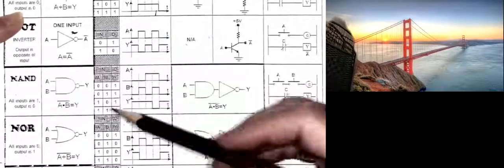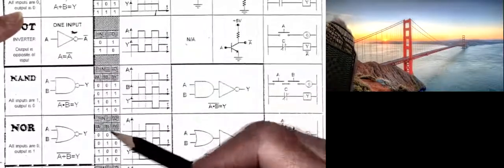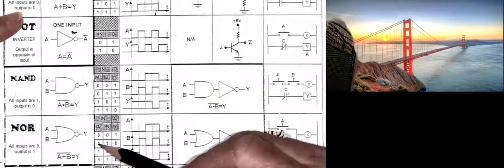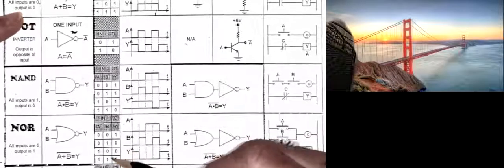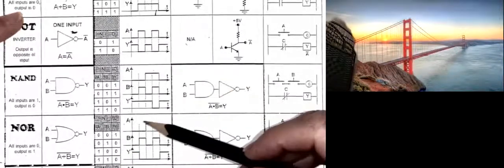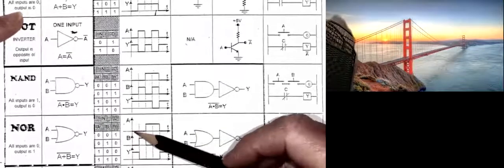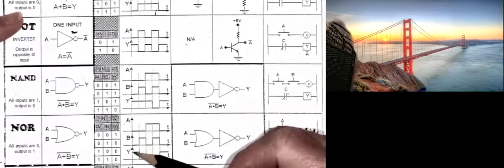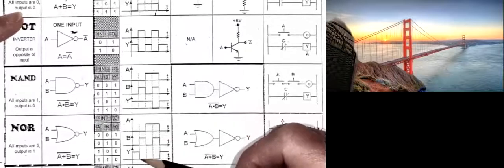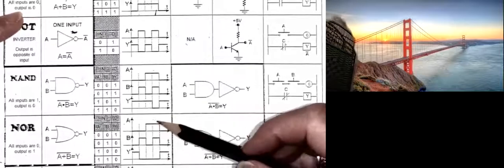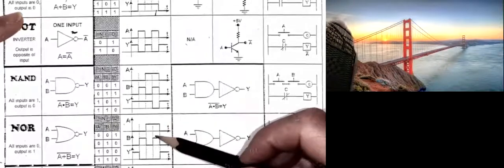And the truth table would show that a low, low would give us a high; low, high would give us a low; a high, low would give us a low; two highs would give us a low. The timing table works the same. We have two lows, Y is high. We have low there, high there, we end up with a low. And the only time we end up here, we have a high, high, that gives us a low.